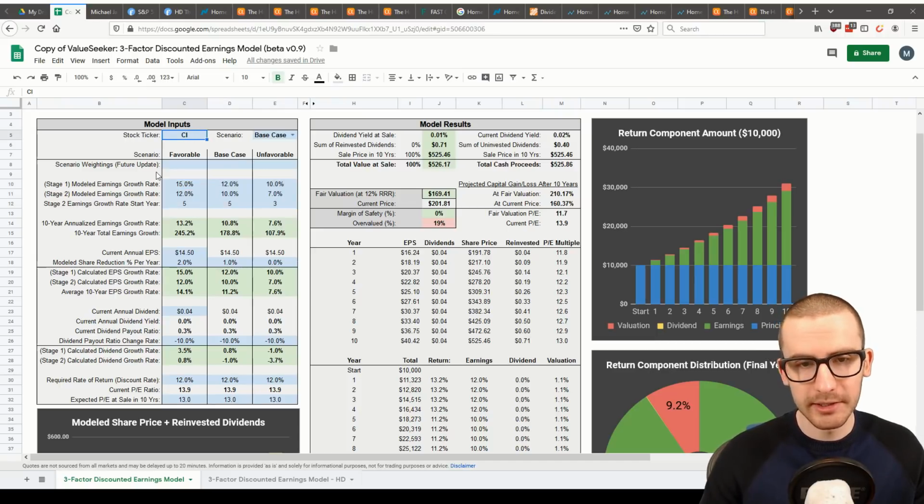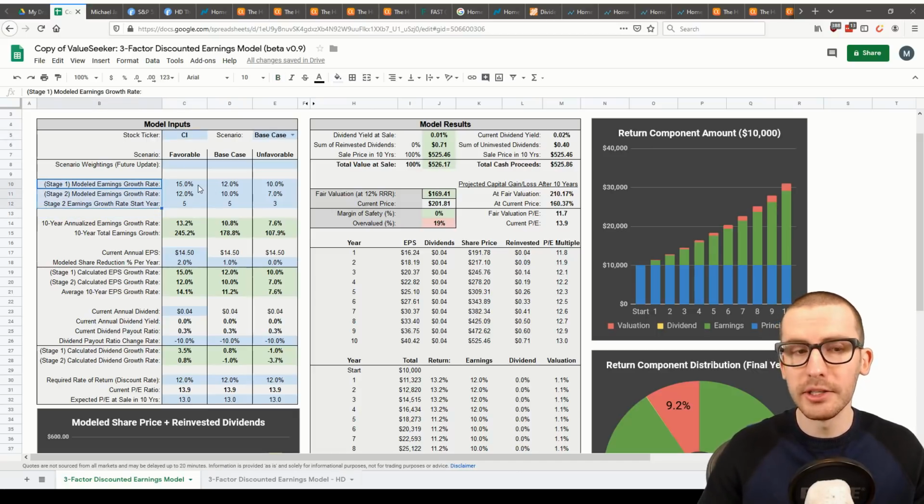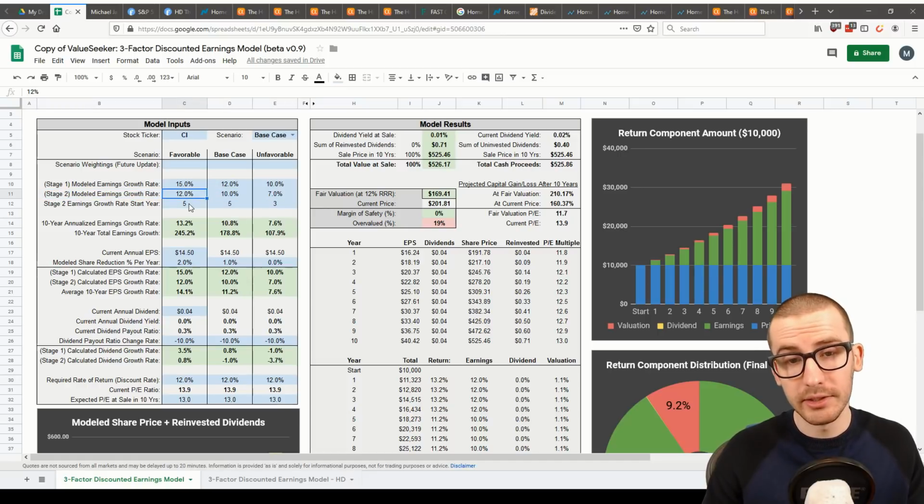So aside from the stock ticker symbol, what you'll be inputting into the model is the expected earnings growth rate over the next 10 years. Now, earnings might not grow at a consistent rate, so you can stage this as a two-stage model, for instance, to have the earnings slow down starting in a given year.